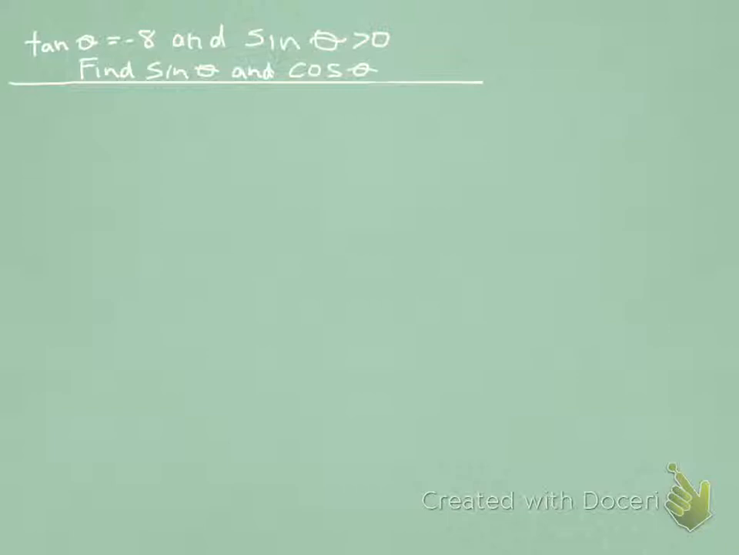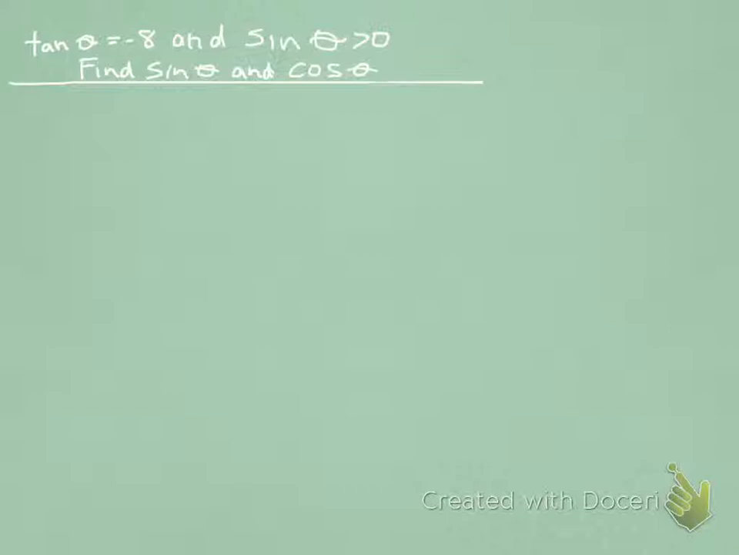Alright, so here's the first problem that we're going to try out together. It says if the tangent were equal to -8, and we know that the sine of the angle is greater than 0. So what does that mean? Greater than 0, of course, that means that the sine is going to be positive. And they want us to find the sine and the cosine values.